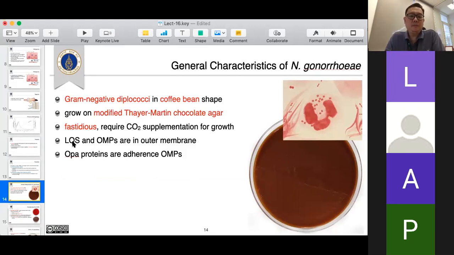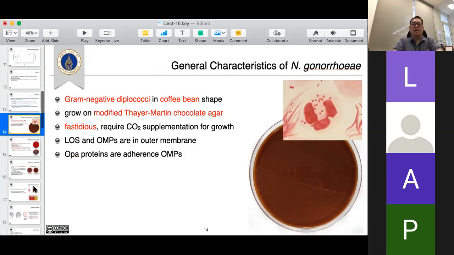Okay. The virulence factors are LOS, endotoxin, and outer membrane proteins. Both of them are on the outer membrane, and the Opa protein is the same as in meningitidis. Actually, meningitidis and gonorrhoeae are quite closely related bacteria.